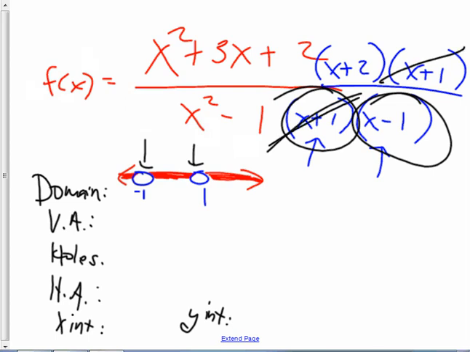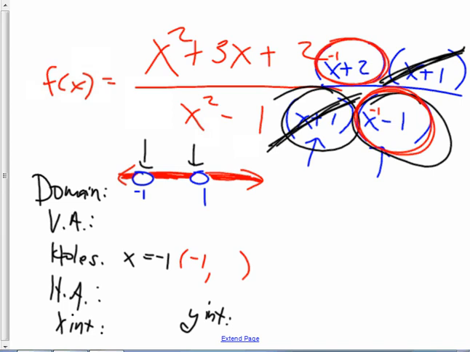It's -1 that creates the hole. See, when I cancel these two off, these are the two that were the same, right? So -1 is the thing that causes the hole. X equals -1. Now I said it would be best if you were able to tell me where it was: -1 comma what? So I want to put the -1 in the remaining function here. Put a -1 here, put a -1 there. That becomes 1 over -2, which is -1/2. So (-1, -1/2) is where the hole would have been on the graph. That's where the graph got interrupted. Yes?